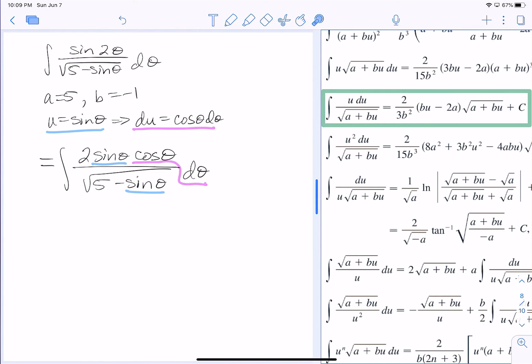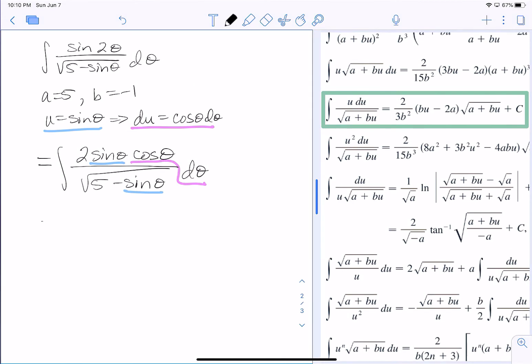I have the form boxed on the right, and we're looking at 2 over 3b squared times the quantity of bu minus 2a times the square root of a plus bu plus c. So fleshing that out, this integral will equal 2 over 3, because b squared is 1, times negative sine of theta, because that's bu, minus 2a is -10, times the square root of 5 minus the sine of theta plus c.